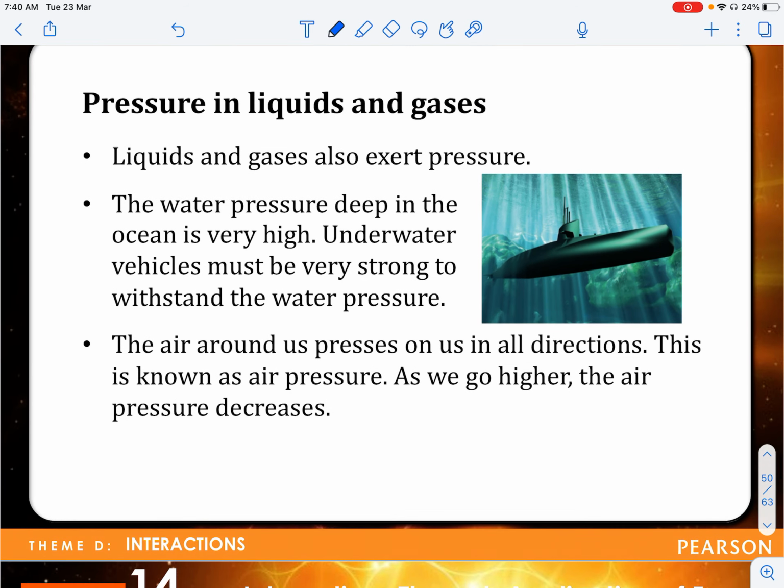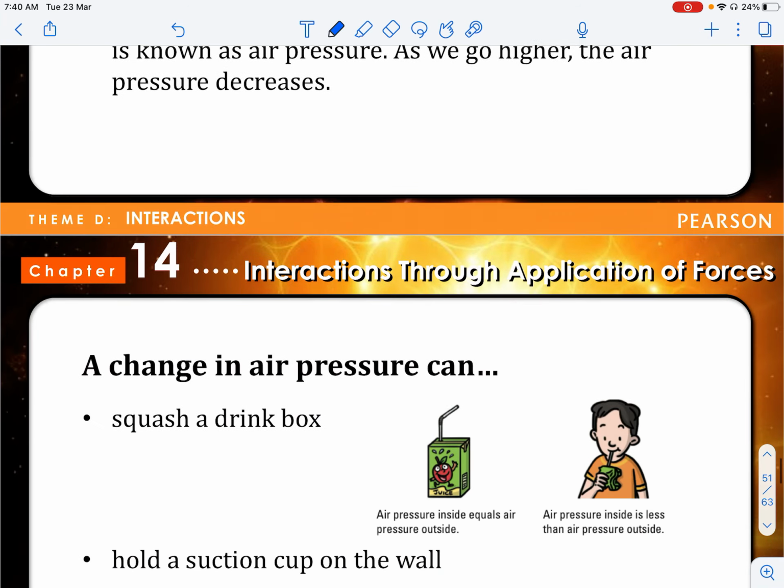Okay, pressure in liquids and gas also changes along the way. What will happen is the water pressure when you go right deep underground, it actually will come crushing on you due to the amount of mass and weight of the water around you. So the metal must be able to withstand the high water pressure, and the air around us will be actually pressing on us in all directions.